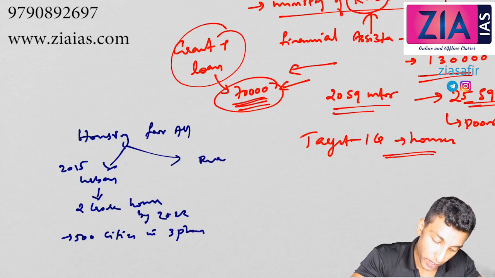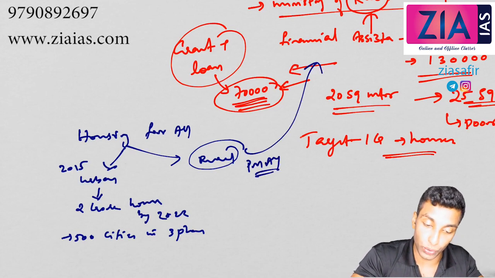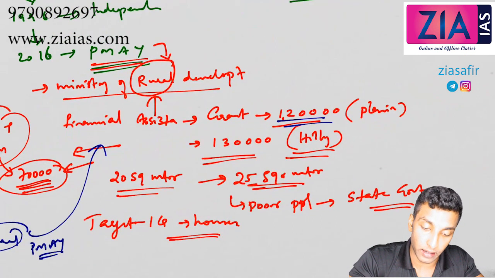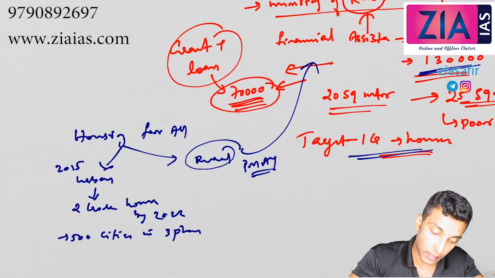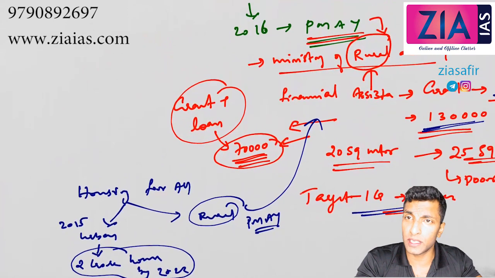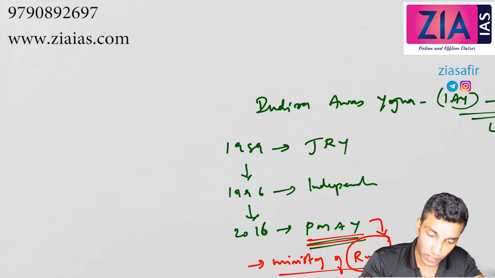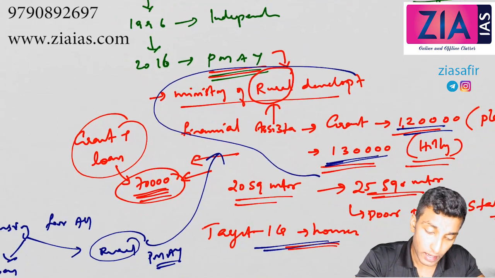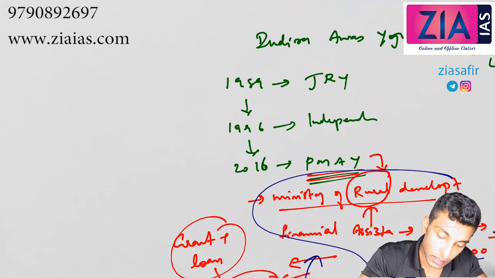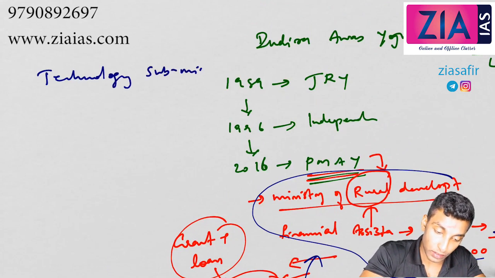Now what about the rural component? The rural component is the PMAY that we have discussed. In plain areas this grant, in hilly areas this grant, and the target of 1 crore houses. Here the urban target is 2 crore houses. I hope this is clear, rural and urban component. Now under the urban component there is a technology mission. Grants and loans are given importance here. We will see the technology submissions under the urban component. There are 4 technology submissions.